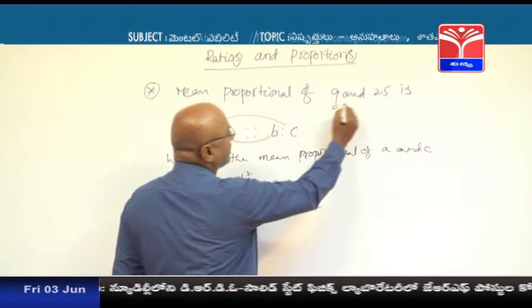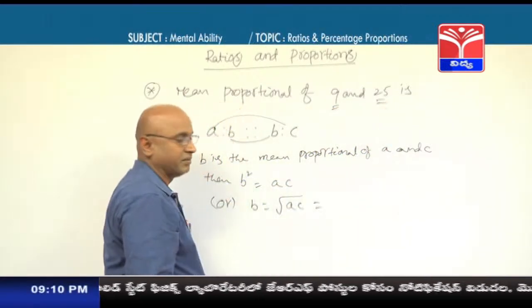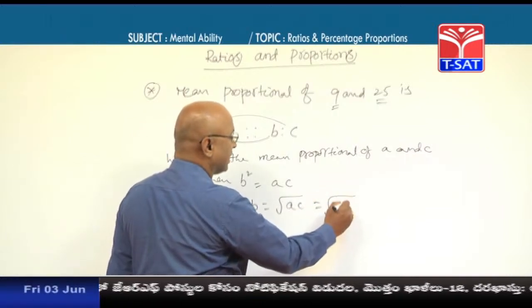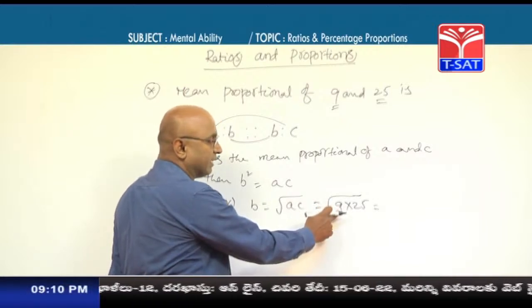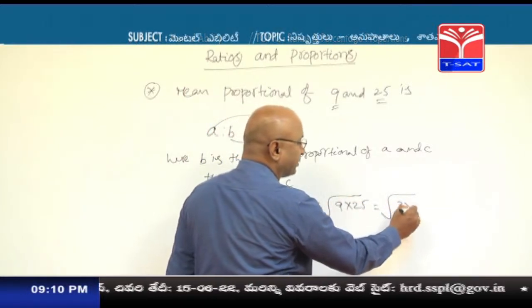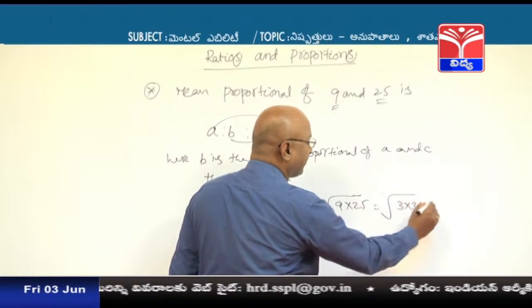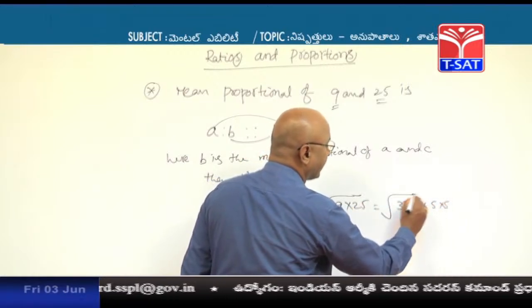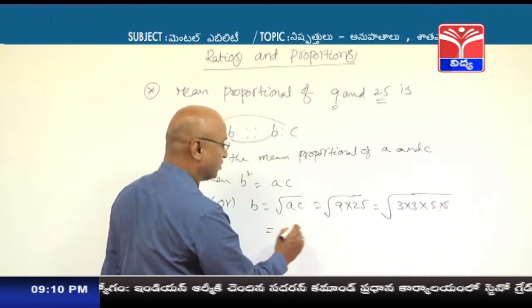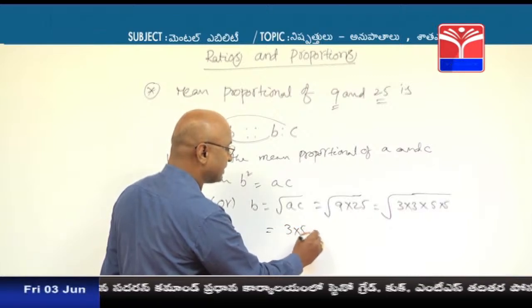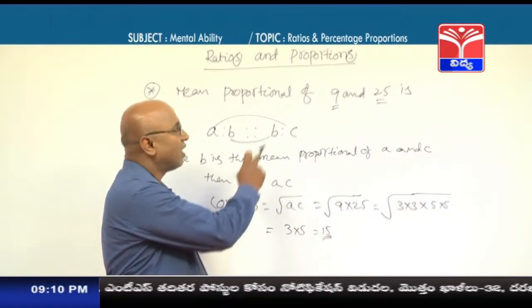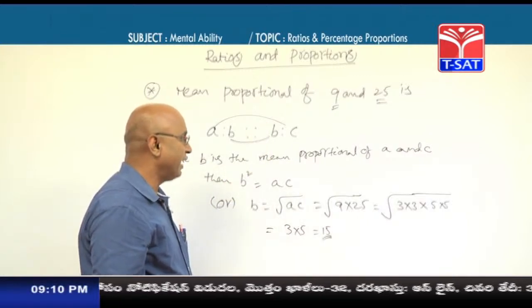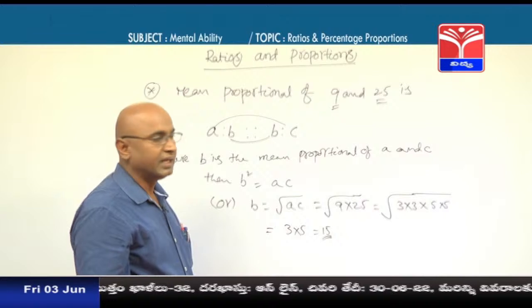Here A and C are 9 and 25. Now substitute those values: square root of 9 into 25. 9 can be written as 3 into 3, and 25 can be written as 5 into 5. That is equal to 3 into 5, that is equal to 15. So the mean proportional of 9 and 25 is 15.